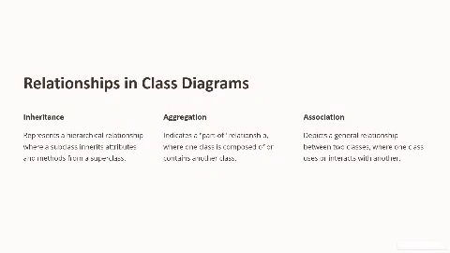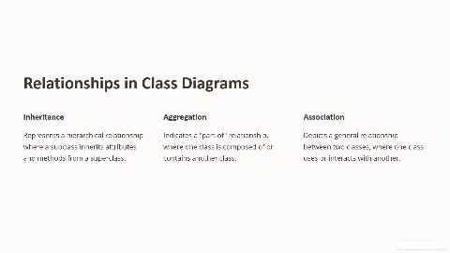Now let's discuss about the relationships in class diagrams. Relationships are crucial in understanding class interactions. Here there are three kinds of relationships: inheritance, aggregation, and association. Coming to inheritance, this creates a parent-child relationship. For example, a graduate student class might inherit from a student class, gaining its attributes and methods.